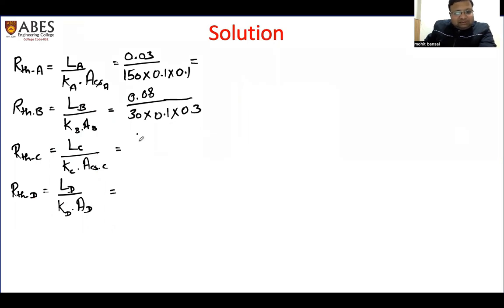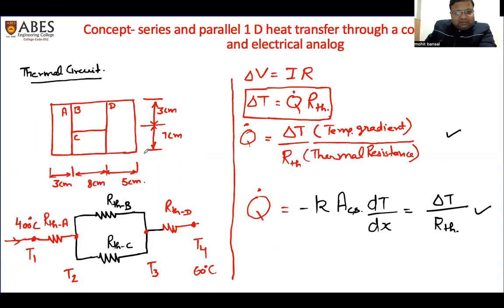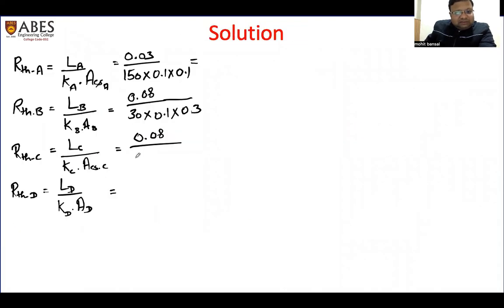For C, the thickness will be the same, 0.08, over the thermal conductivity, which is 65 watt per meter degree Celsius, into the cross-sectional area of section C. So that will be 0.1 into the height 0.7.